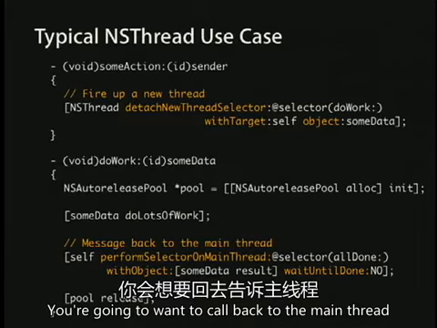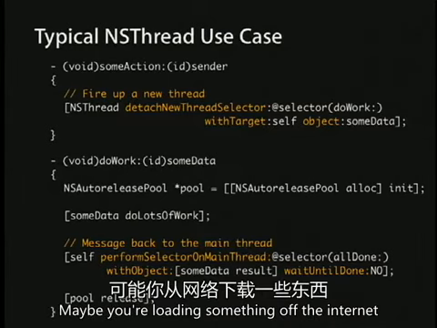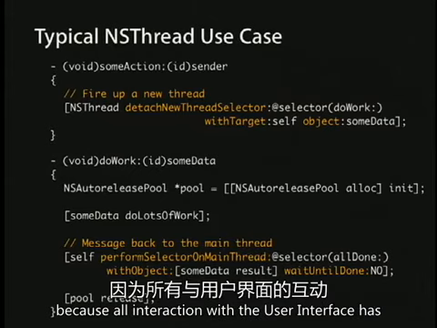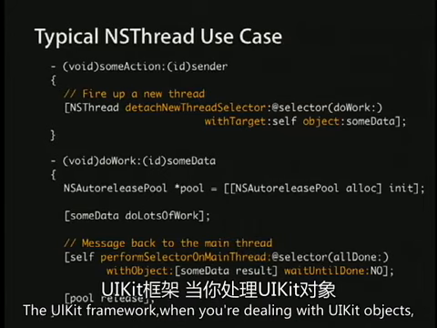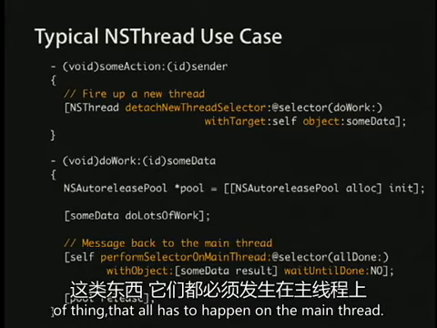You're going to want to call back to the main thread to tell it that you finished whatever this work was. Maybe you're loading something off the internet so that you can populate your table view cells. You want to message back to the main thread because all interaction with the user interface has to happen on the main thread. The UIKit framework, when you're dealing with UIKit objects, views, and updating strings on labels and that kind of thing, that all has to happen on the main thread.